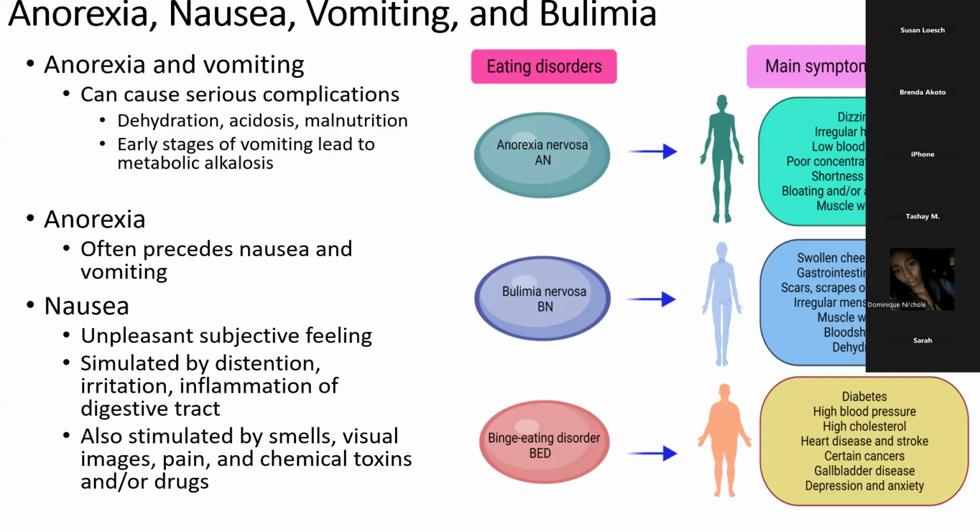All right, bulimia. This is when they're almost a normal weight, but they'll binge and purge. So they'll eat a lot of food and then throw up afterwards. Because of that, they'll have scars on their knuckles from sticking their fingers down their throat. Irregular menstrual periods. By the way, anorexia is going to have amenorrhea, more than likely no period. Irregular menstrual cycles for bulimia, muscle weakness, dehydration, and they can still have the same electrolyte issues.